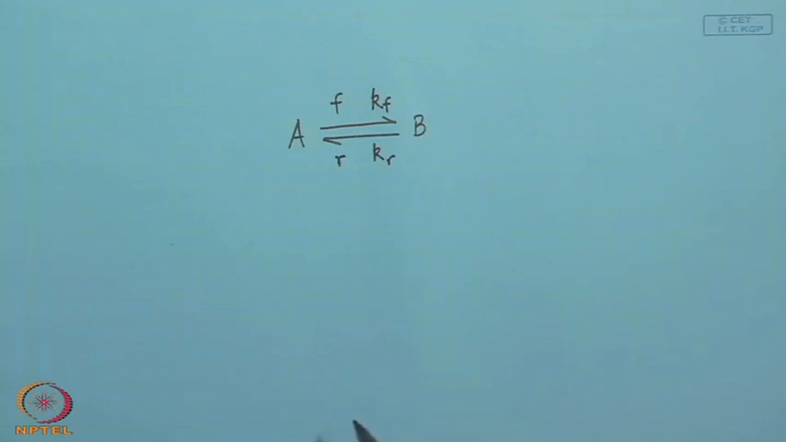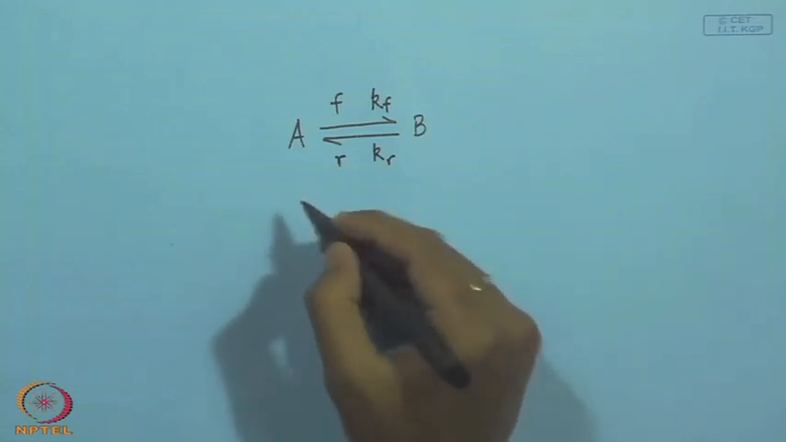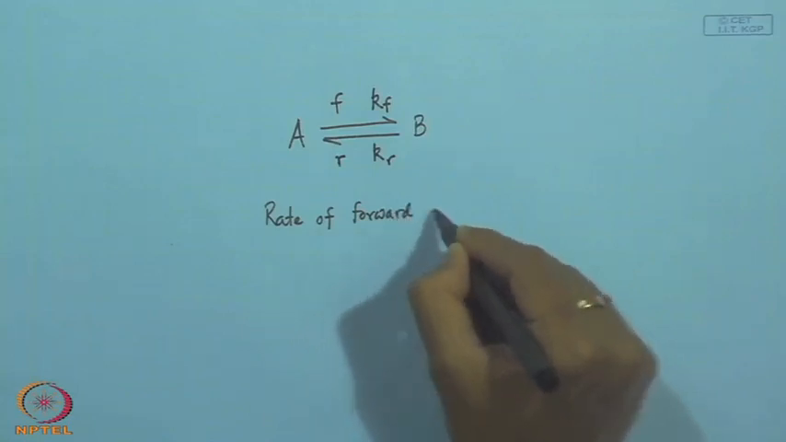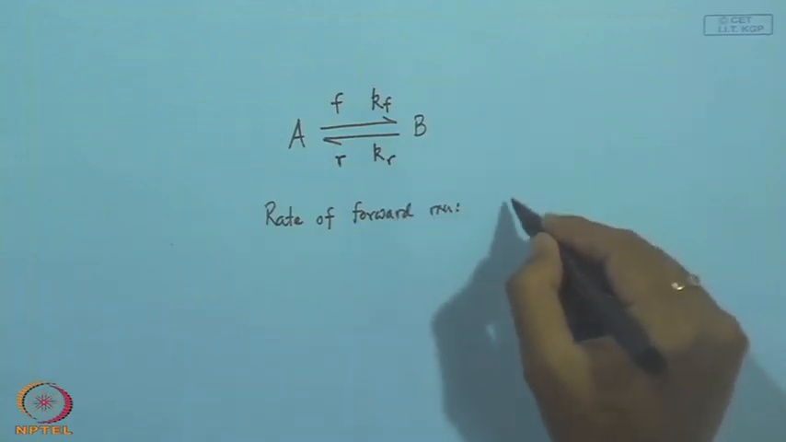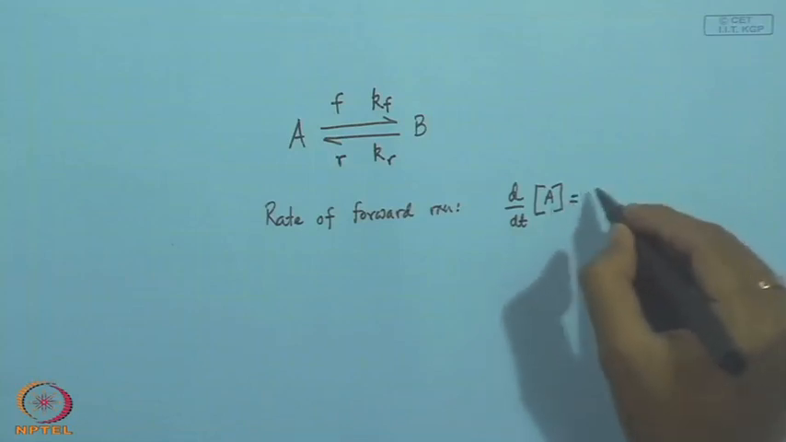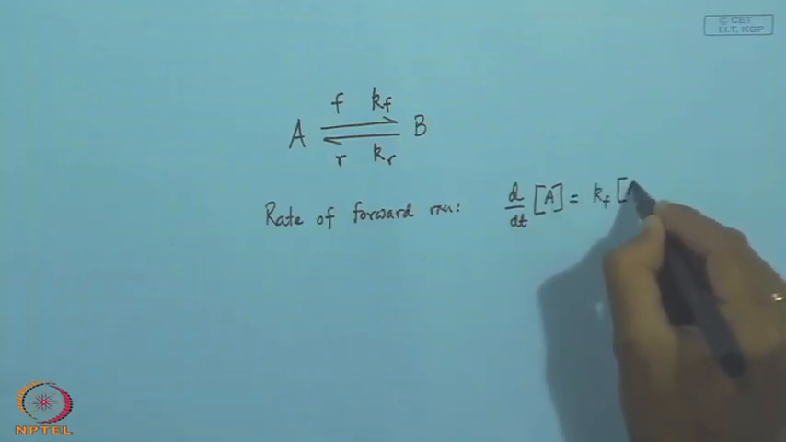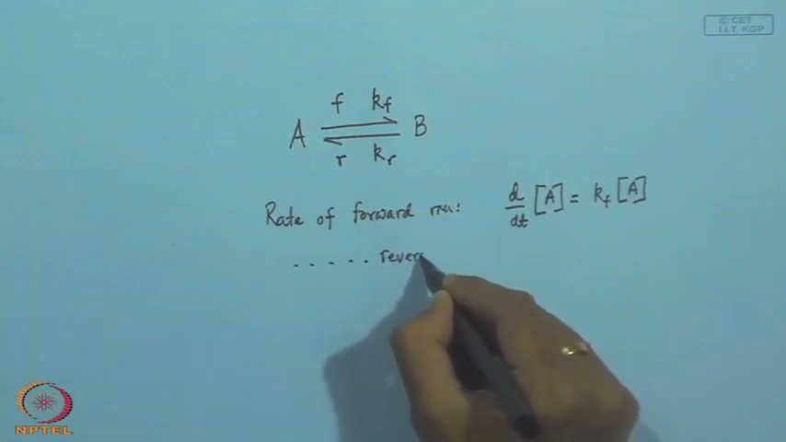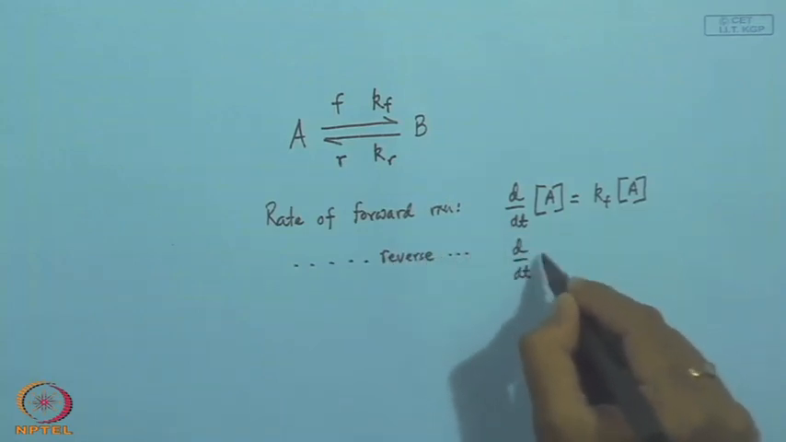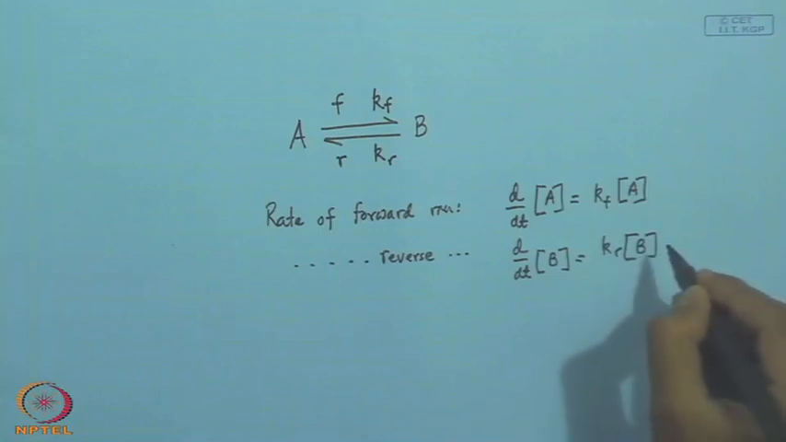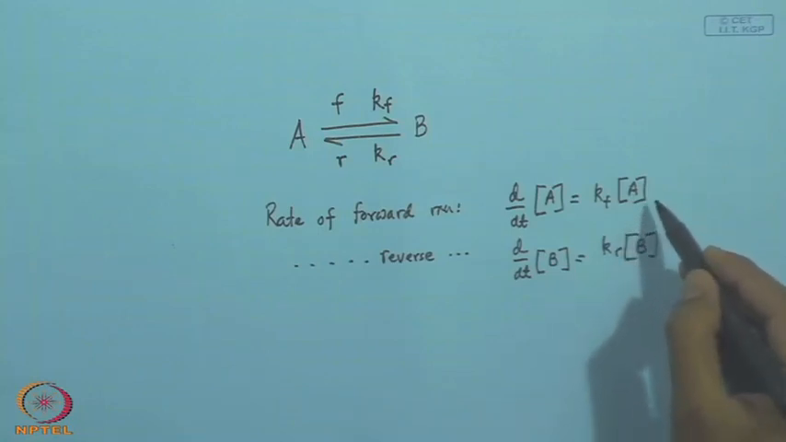Then what can you write? The rate of the forward reaction can be written as dA/dt is equal to Kf into A. In the same way, the rate of the reverse reaction, it is dB/dt is equal to Kr into B. Since I already have told you that in both the directions kinetics is first order kinetics.